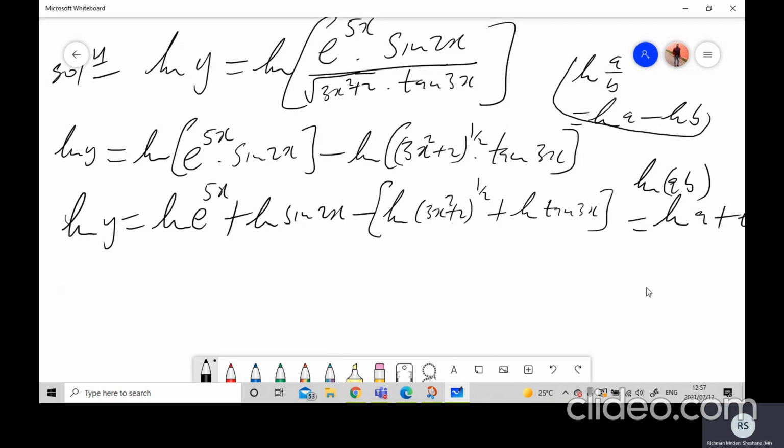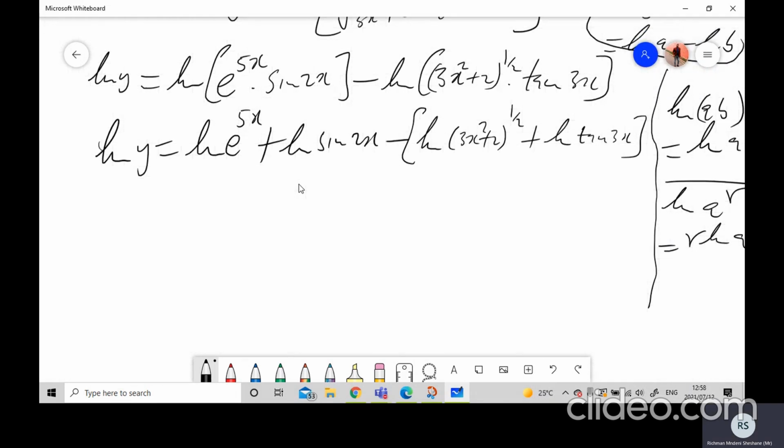I still see another property here. The next property: if you have ln of a to the r, you can take r down. This will be r ln a. So I can treat this as a to the power of r, and I can take this r down here.